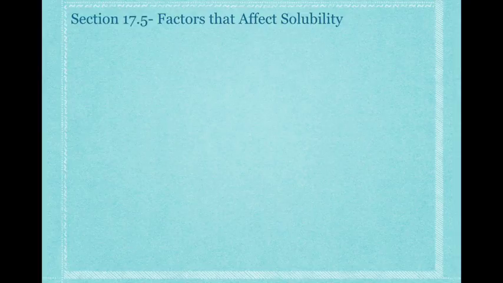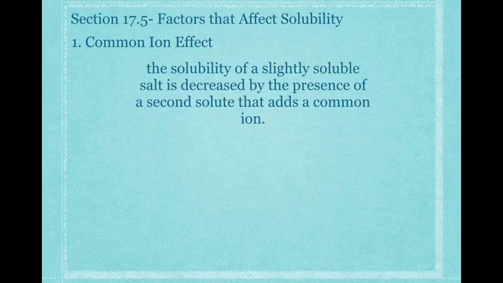What we're going to look at in this section are 3 different factors that can affect the solubility of an ionic compound, basically its ability to dissociate into its ions. The first one is one we've already looked at, the common ion effect. As a review, the common ion effect tells us that the solubility of a slightly soluble salt is going to decrease if there is a second solute present that has a common ion.